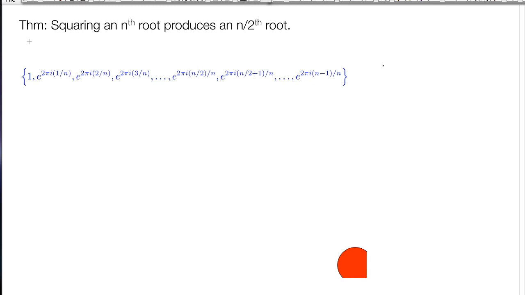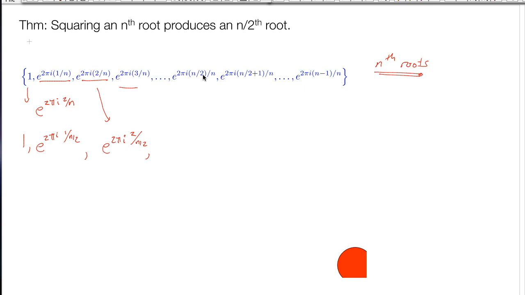So here is the list of nth roots right here. And now let's go ahead and square this set. So let's take 1 and square it. We get 1. If we take this number right here and square it, we get e to the 2 pi i times 2 over n. But another way to write that is exactly e to the 2 pi i of 1 over n over 2. It's 2 over n. If you just divide the numerator by 2 and the denominator by 2, you get exactly this. So let's do that with this number right here. You'll get e to the 2 pi i of 2 over n over 2.